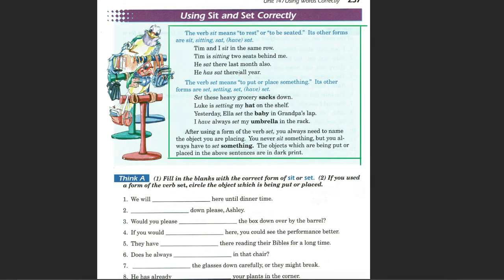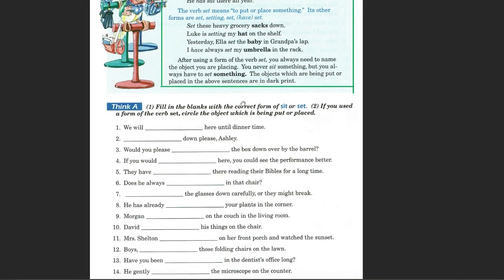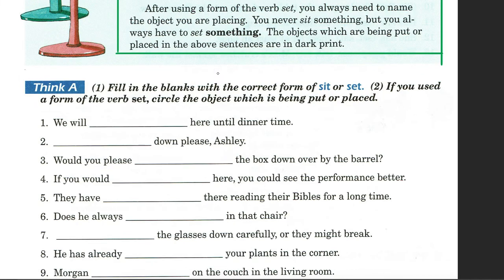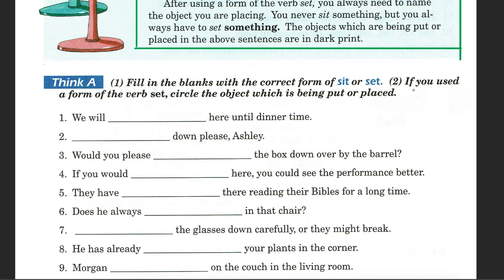So let's go over our worksheet. Think A says fill in the blank with the correct form of sit or set. If you used a form of the verb set, circle the object, which is being put or placed. So if you're using set, you have to tell the reader what the object is. What are you setting down?